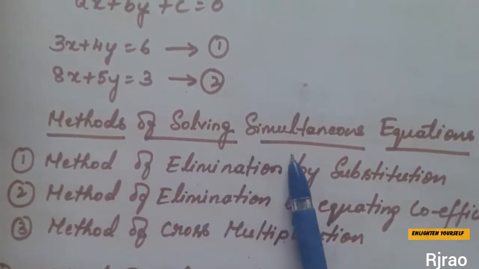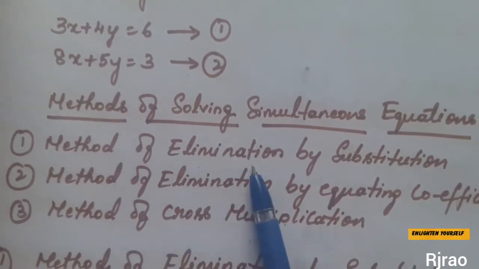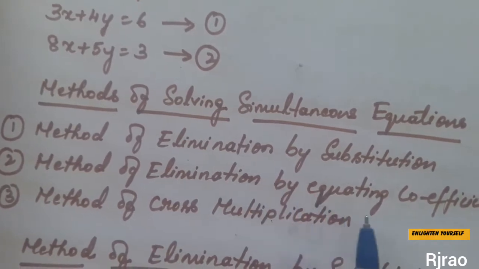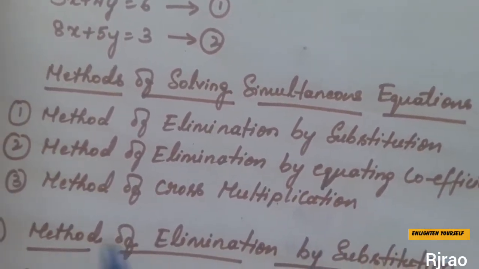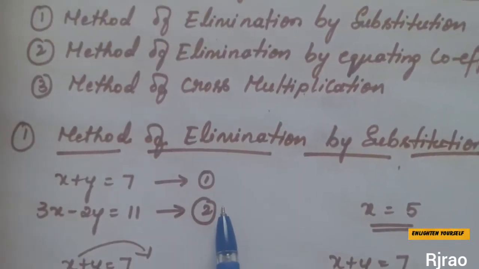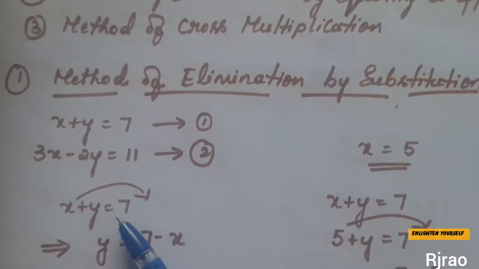So, methods of solving simultaneous equations. There are three methods. First one is method of elimination by substitution. Secondly, method of elimination by equating coefficients. Thirdly, method of cross multiplication. We will see one by one now. Firstly, method of elimination by substitution.